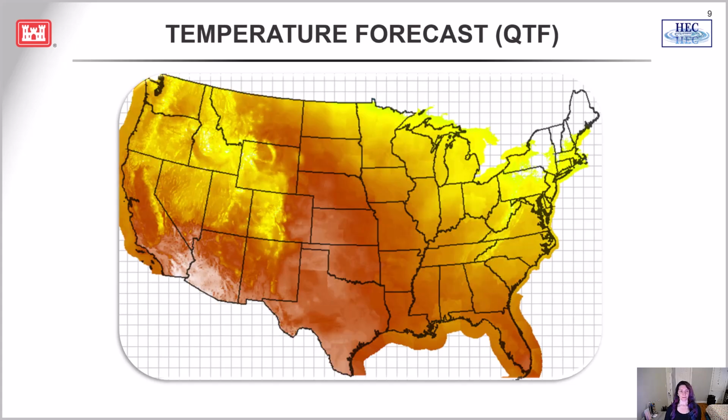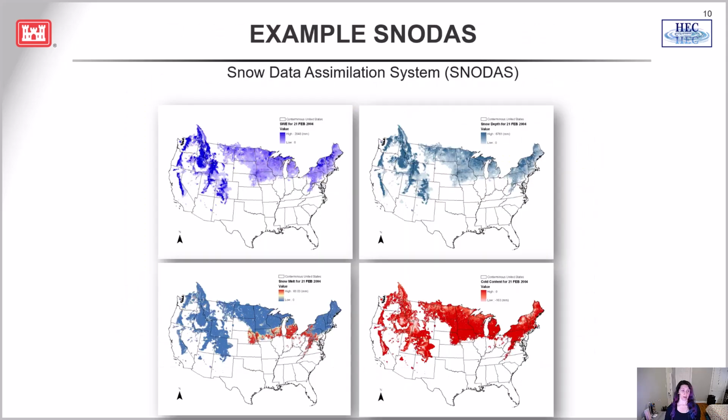The QTF, the quantitative temperature forecast, is also a big one that is seen a lot. Can be utilized for snow forecasts or gridded Hamon evaporation. So you'll see this one a lot too. And again, you can pull these from any of those listed prior. And then finally, we have an example of the SNODAS data that you can pull from the federal partners or from Cumulus.